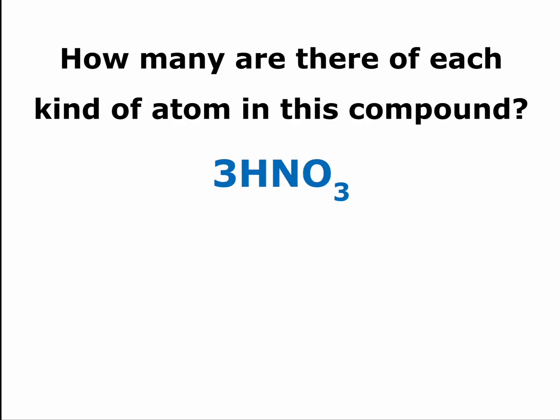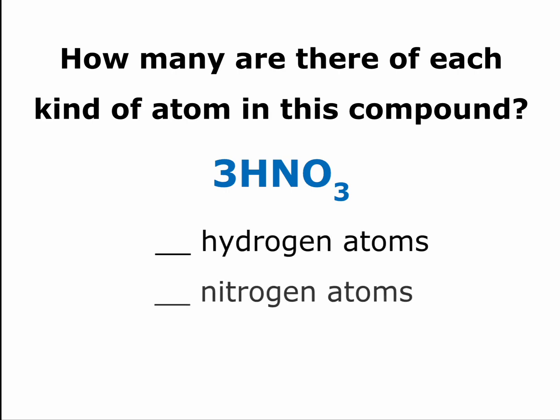All right, final example. How many are there of each kind of atom in this compound? First, we will list the atoms: hydrogen, nitrogen, and oxygen. We'll take the subscript times the coefficient. 1 times 3 is 3. 1 times 3 is 3. And the subscript for oxygen is 3. We'll take 3 times 3 is 9.